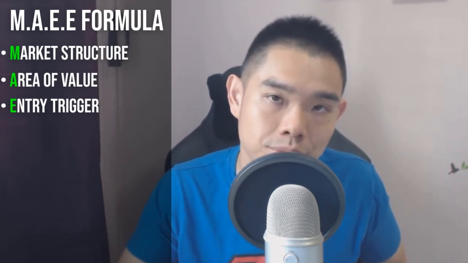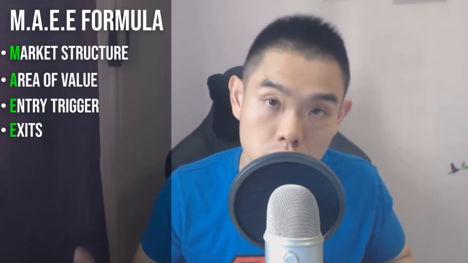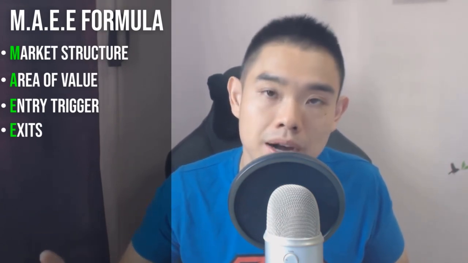The third thing is the entry trigger. Is there a valid entry trigger for my trading setup? An entry trigger could be something like a hammer, a bullish engulfing pattern, or a shooting star. This is where candlestick patterns shine, because they are very useful as an entry trigger to get you into a trade. And finally, exits. Where will you exit a trade if you're wrong? Where is your stop loss, and where is your target profit if the market moves in your favor? This is what the MAEE formula is all about.